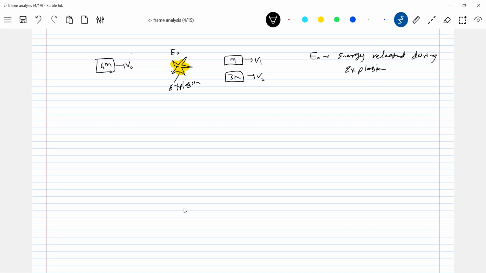And tell me what will happen to this energy released? Already it has kinetic energy, no? Due to explosion, energy is released. So we have to conserve not mechanical energy, the total energy should be conserved. So applying conservation of momentum, and net force on the system along x-axis is 0, so initial momentum equals final momentum. Initial momentum 4m v0. Final momentum m v1 plus 3m v2. Then the total energy should be conserved. So initial kinetic energy 4m by 2 v0 square. This energy released should be taken on the LHS, should be equal to the final energy.